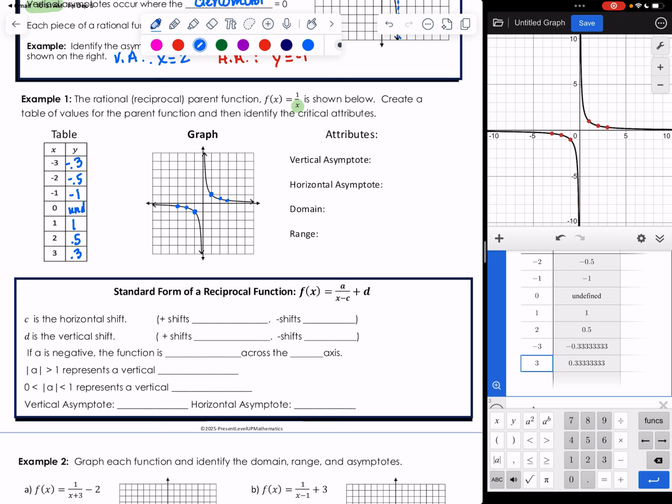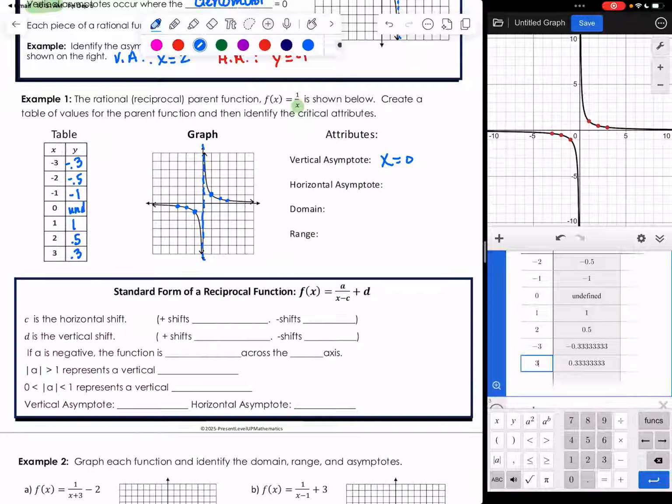Now, our vertical asymptote here. So look at the graph carefully. Both branches approach a vertical line, but never cross it. So let's draw that vertical line in. So it approaches this vertical line here. And so the equation of that vertical line would be x equals 0.